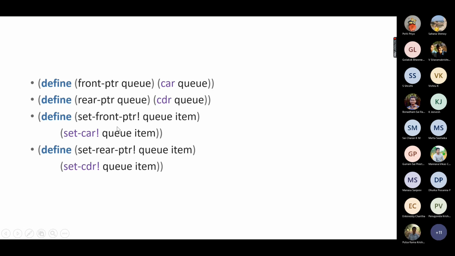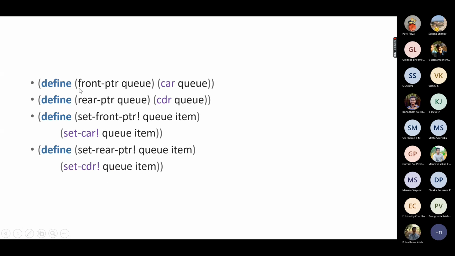So this task is done through the procedure set front pointer, for which we are passing two arguments: the queue and the item to be inserted. Here, set front pointer always assigns the car part of the queue to the item. Likewise, on the opposite side, set rear pointer, for which Q and item are given, does set-cdr! Q item. So the CDR part of Q will be modified with item.